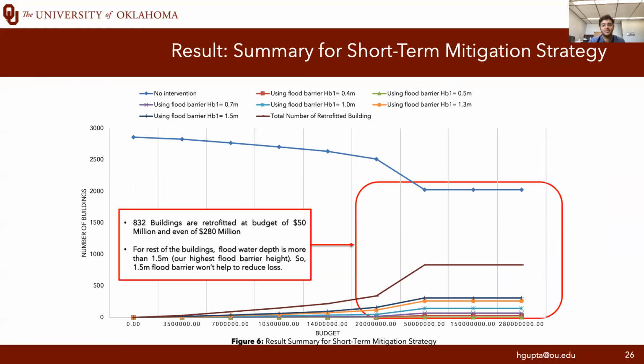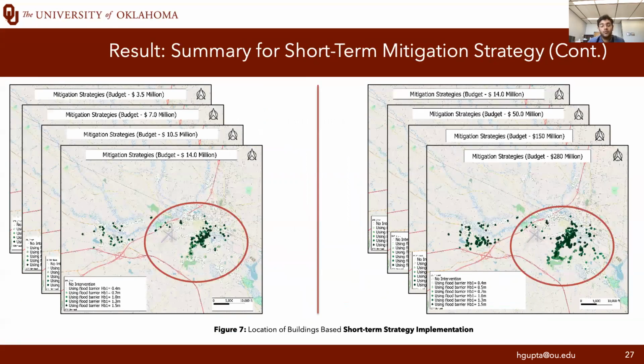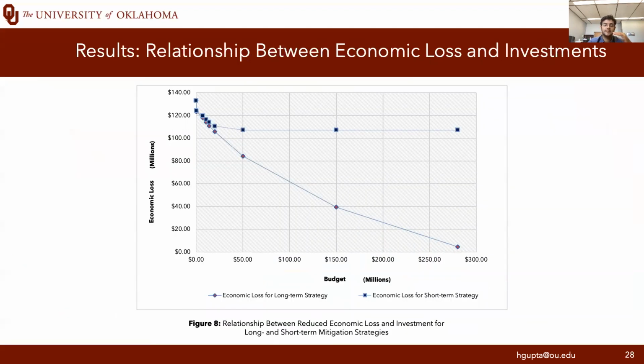total direct economic loss. And this is an overview of how the buildings are located on the map. You will see a lot of buildings that are not retrofitted, and other buildings that are retrofitted. This is because those buildings will specifically help the community to reduce their overall economic loss. And this is the relationship between the investment in my budget and my economic loss after investing that amount for retrofitting our buildings.